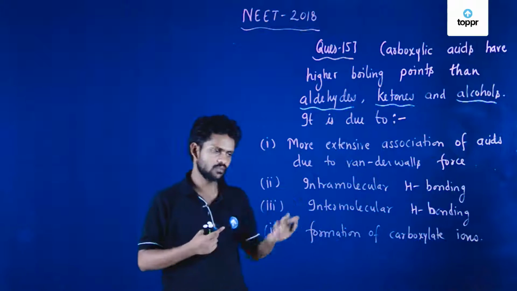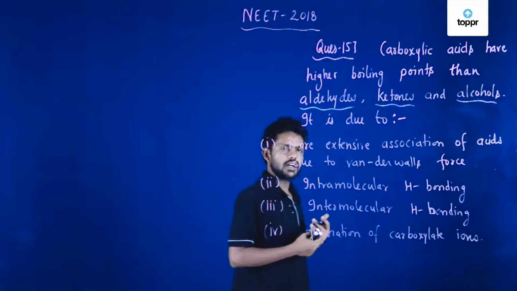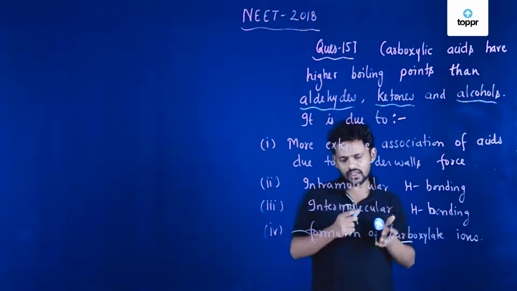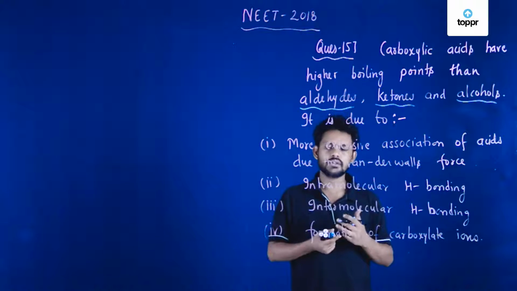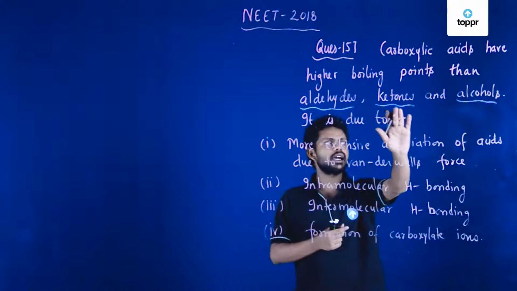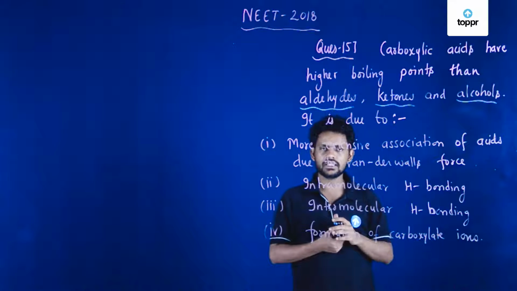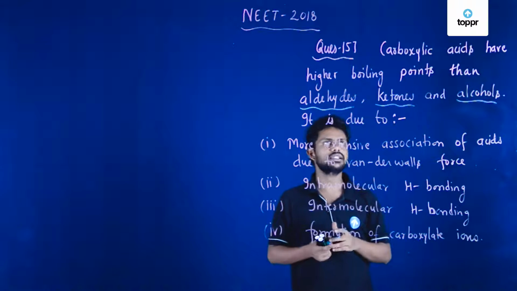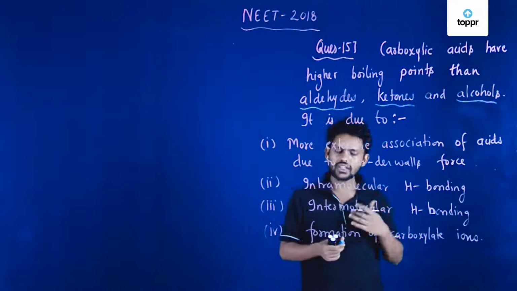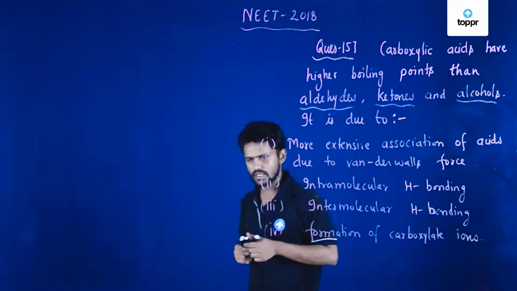We know that if molecular mass increases, normally boiling point increases. But when they have comparable molecular masses, that means almost similar molecular masses of all these compounds, whether it is aldehyde, ketone, alcohol or carboxylic acid, if we compare them, carboxylic acids have higher boiling points. So what is the reason for that? That has been asked in the question.